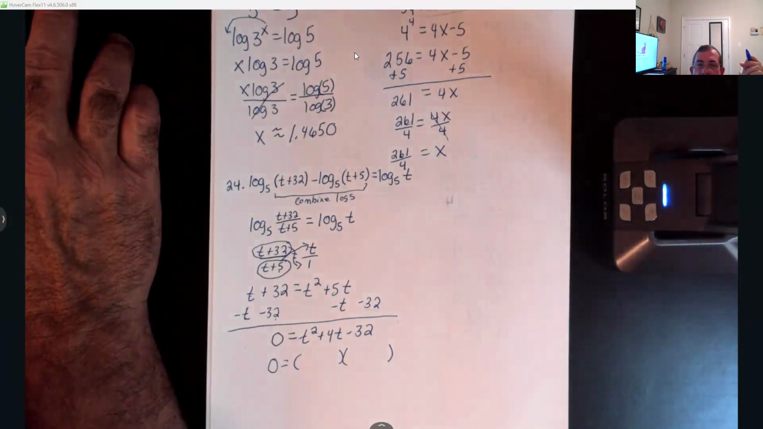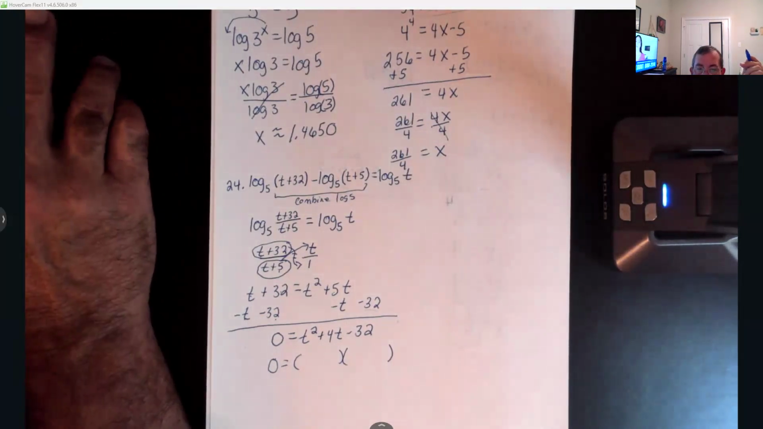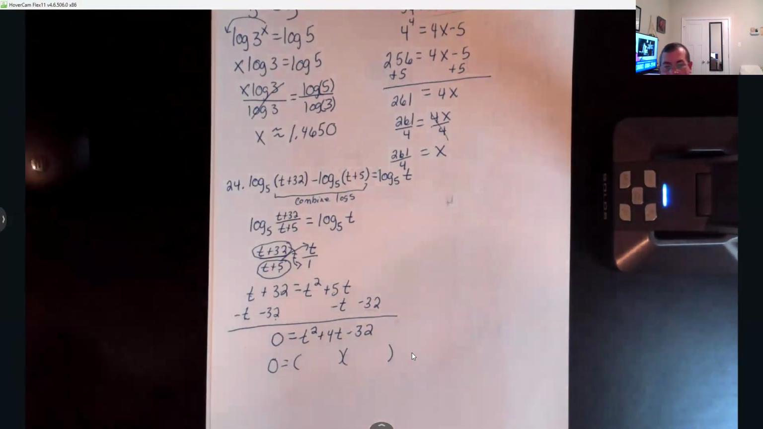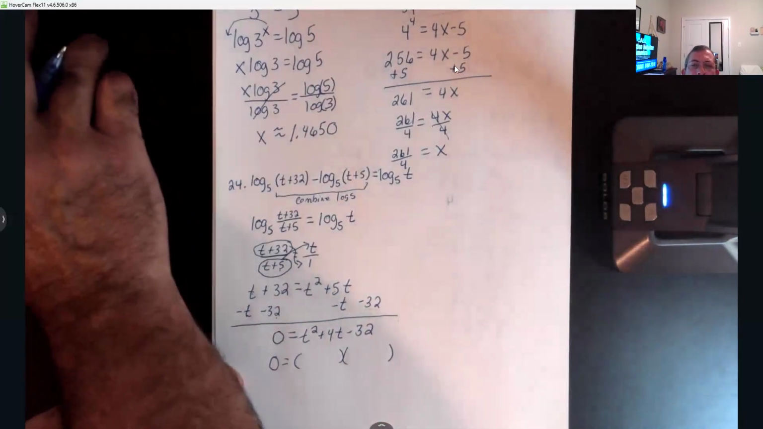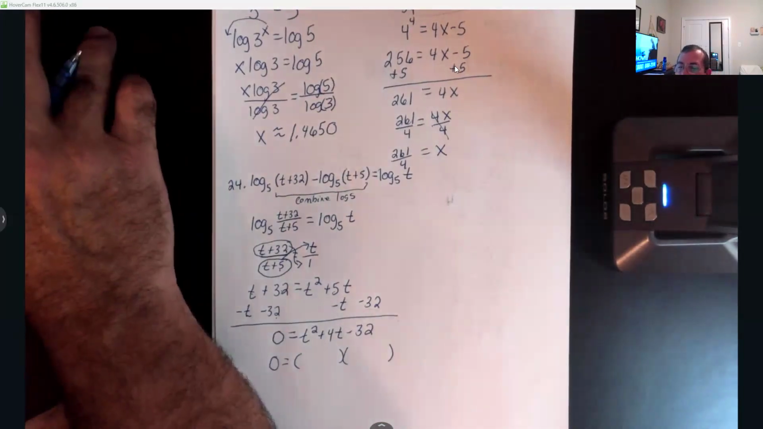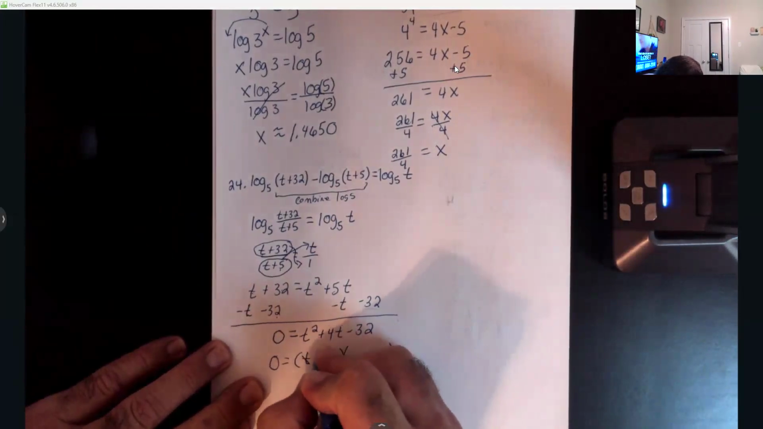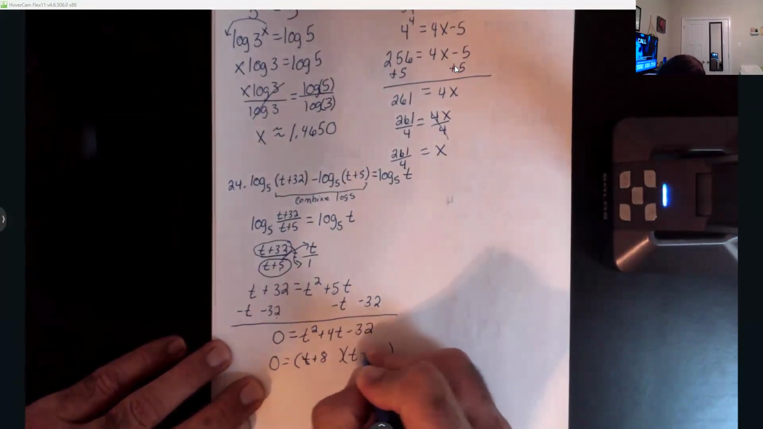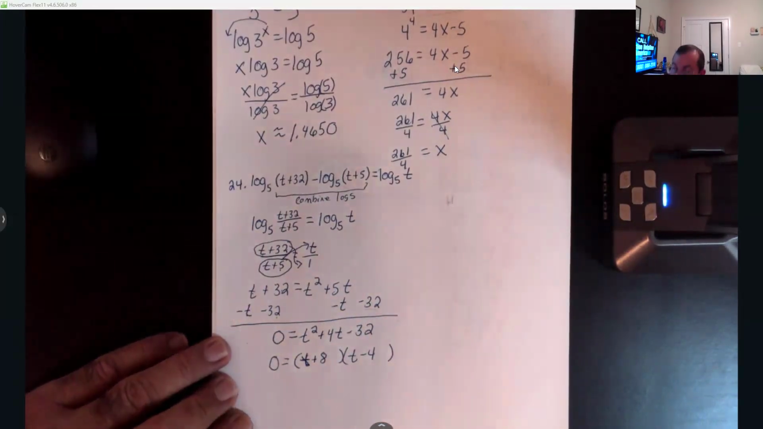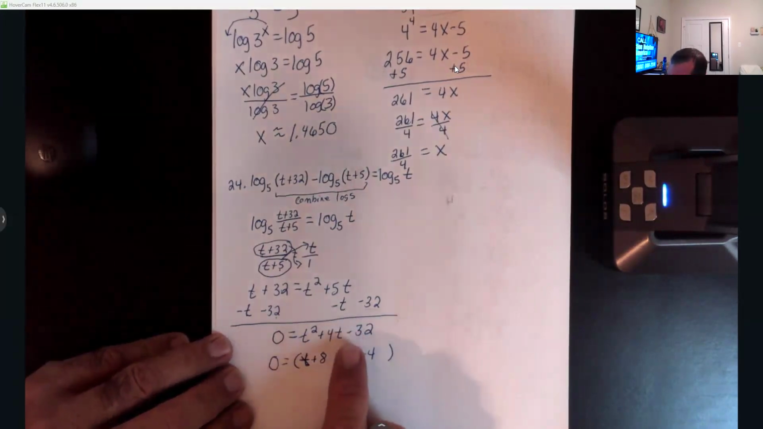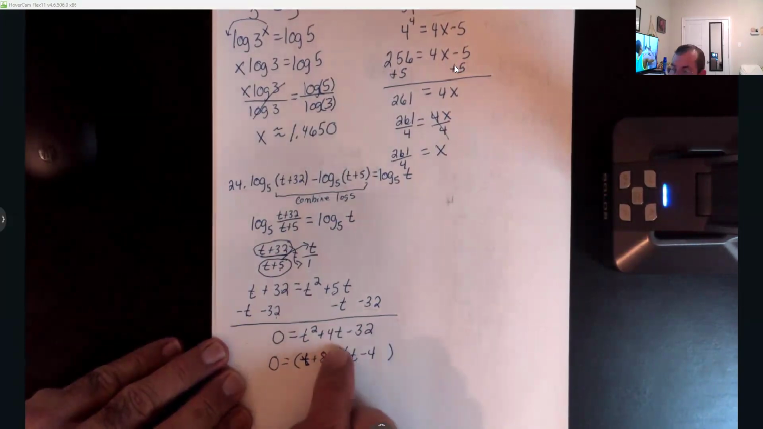4 and -4. So let's see. Oh, that looks good. Hold on, let me see what that chat said. 8 and -4. Good job. All right, so t plus 8, t minus 4, because remember they had to add to get that +4, and they had to multiply to get that -32.